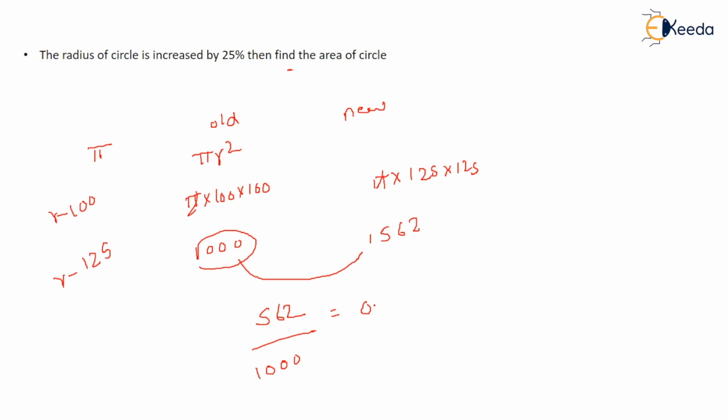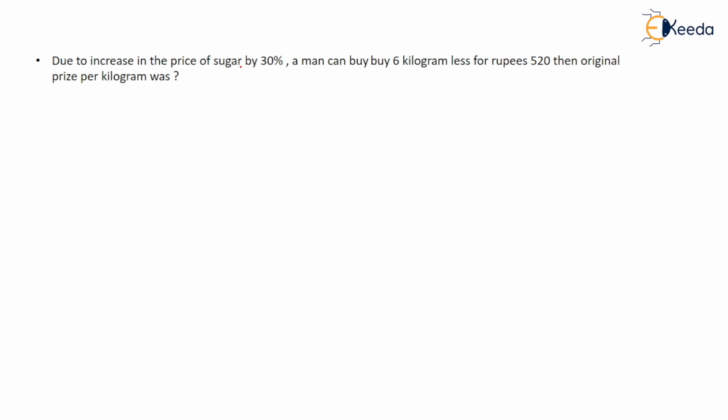So this comes out to be 0.5625, but you have to make it in percentage. So in order to make it in percentage, you have to multiply it by 100. So when you multiply 0.5625 into 100, this gives you the percentage, that is 56.25. So the change in percentage is what? 56.25.